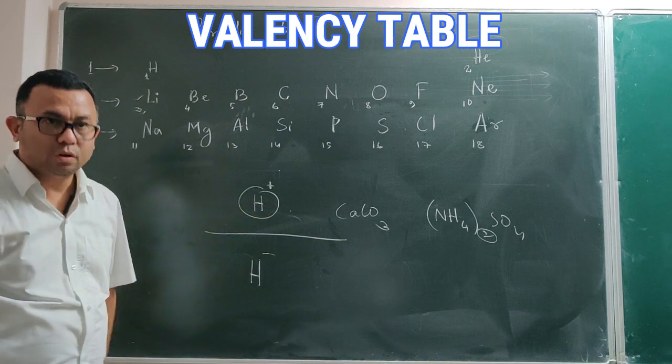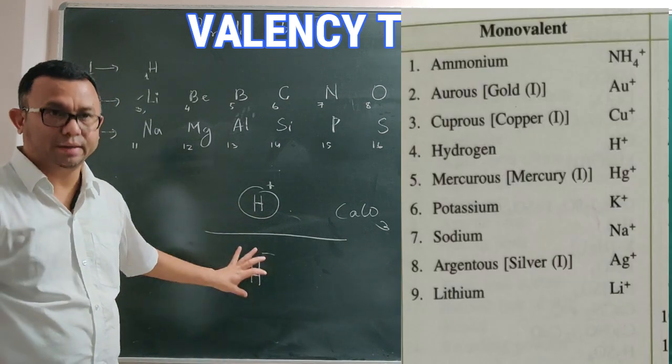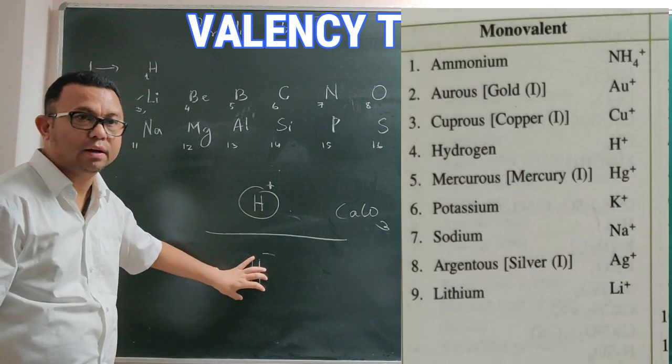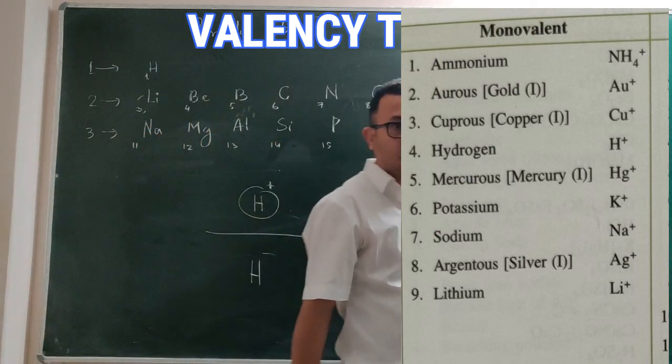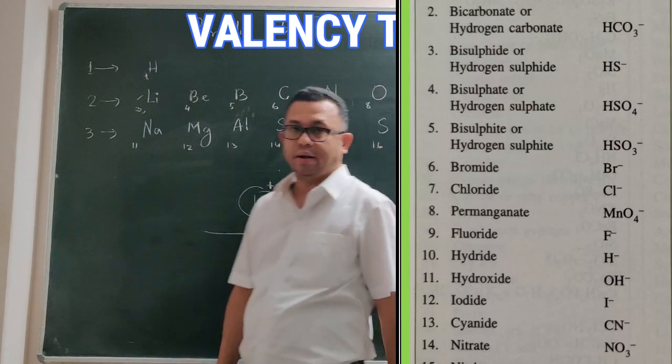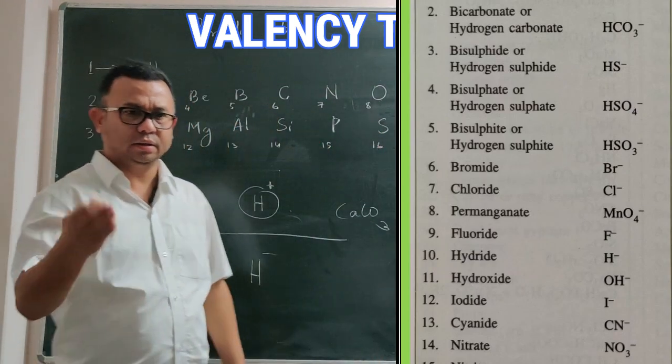This is what we call hydrogen. This is what we call hydride. Hydrogen, hydride. So if you check your Valency table, you will find both of these. Hydrogen on the upper part, positive radical, and hydride on the lower side, in the negative radical.